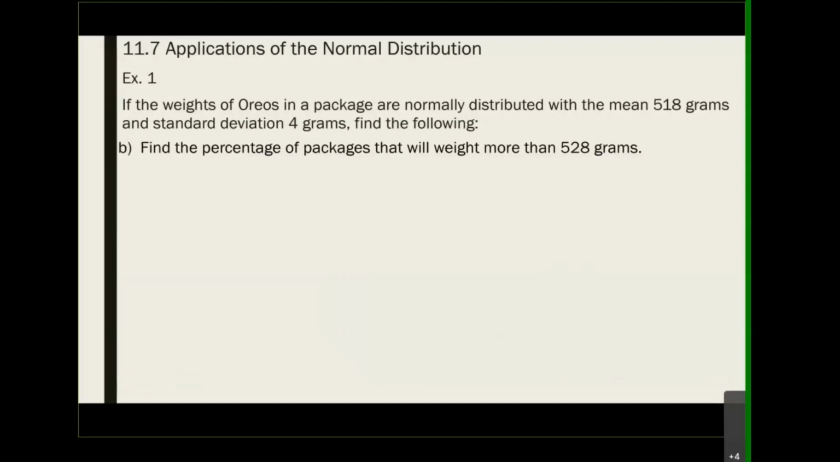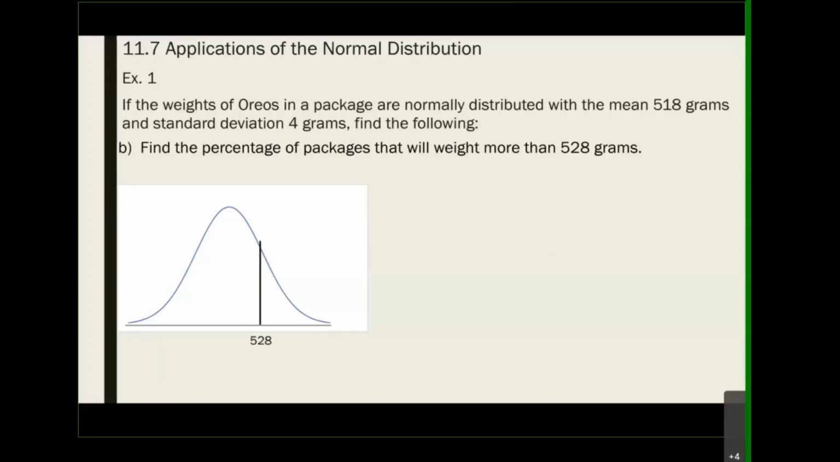Let's take a look at B: find the percentage of the packages that will weigh more than 528. So what does it mean, more than 528? More means above, or anything to the right. The first thing we want to do is sketch your normal distribution curve, which is a bell-shaped curve, and then identify the boundary.